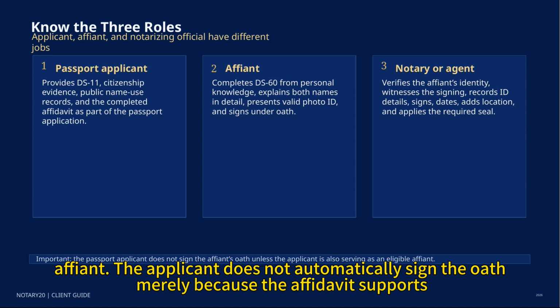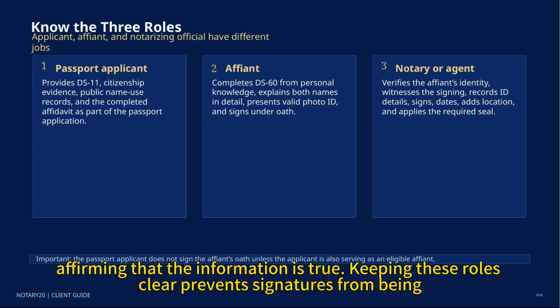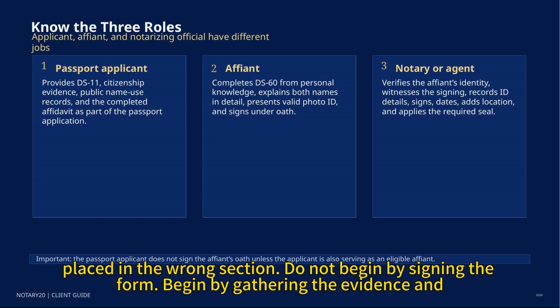Do not confuse the applicant with the affiant. The applicant does not automatically sign the oath merely because the affidavit supports the applicant's passport case. The signature belongs to the affiant, the person swearing or affirming that the information is true. Keeping these roles clear prevents signatures from being placed in the wrong section.